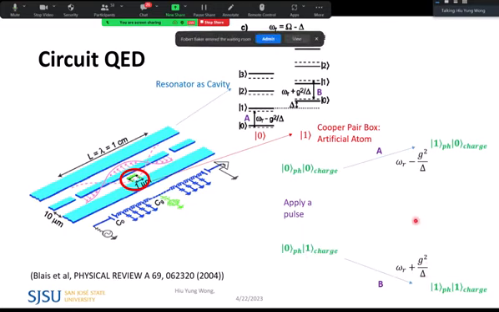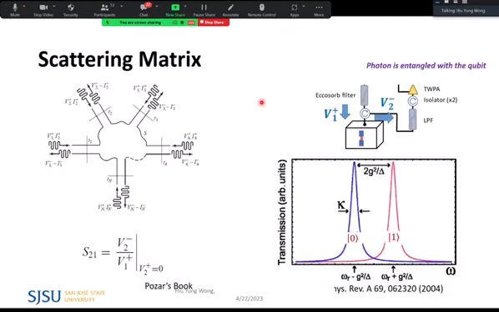Now, no need to memorize this if you feel confused. But I do want you to remember how it works: the state of your qubit changes the resonant frequency of the cavity. That's it. And because of this, the resonant frequency is changed.